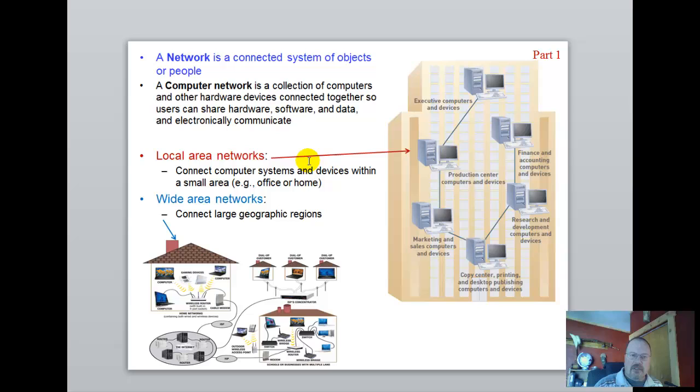Okay, so a local area network connects computer systems and devices within a small area. So again, we're taking a look at a building, maybe a campus structure. We actually have a local area network between the airport campus and the Donaldson campus. Well, they are separated by space, but they are tied together with a segment of fiber, and it makes it look like a local area network to us.